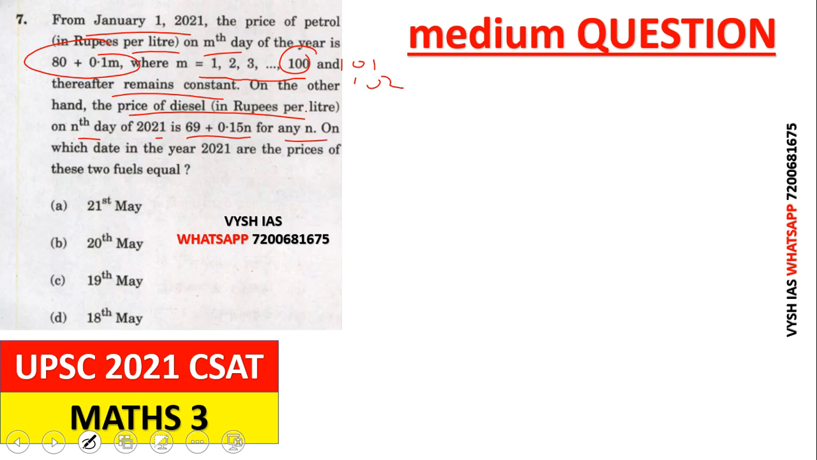Here they are not telling you to stop after 100. After 100 it should be 101, after that 102. In the formula you should substitute for n. So this much is given.